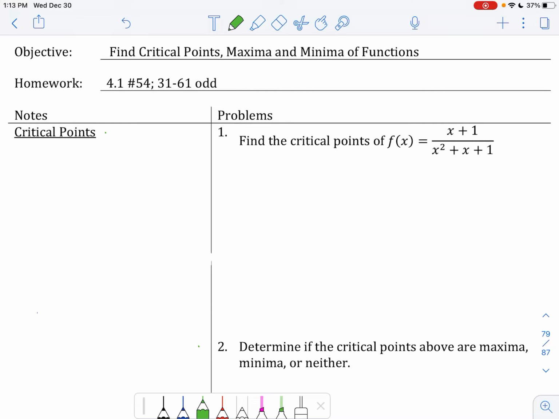Hello all, and we're going to continue talking about extreme values. If you haven't watched the lesson from Tuesday, I really strongly encourage you to do these in order. We're going to keep going with Chapter 4, Section 1, talking about minima and maxima, and we're going to introduce an idea of critical points.